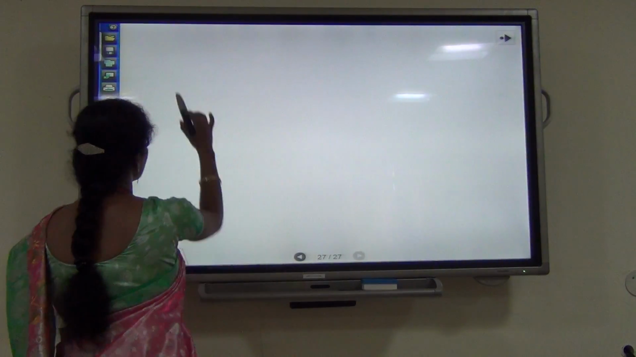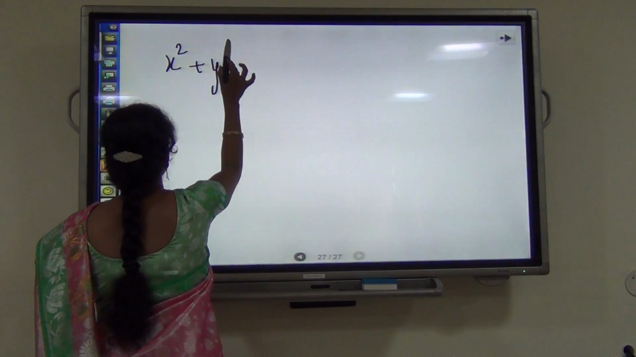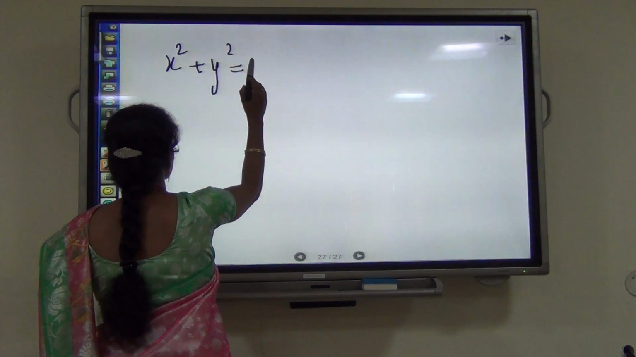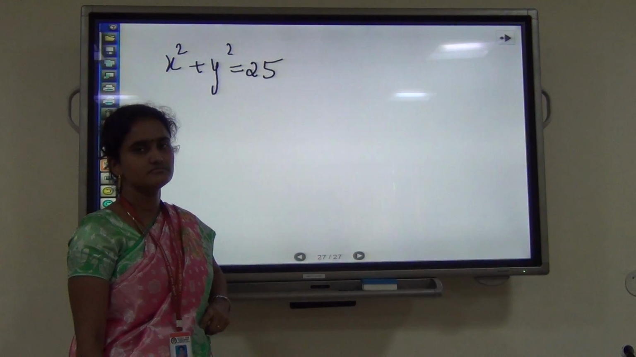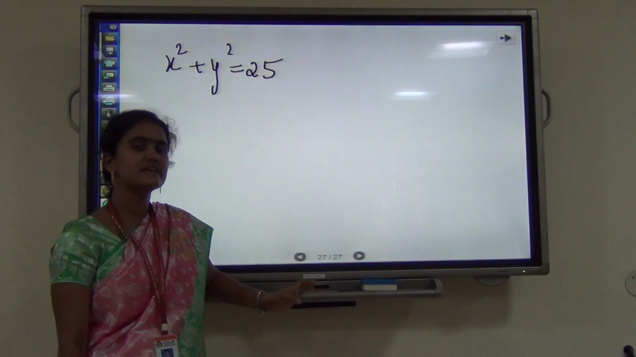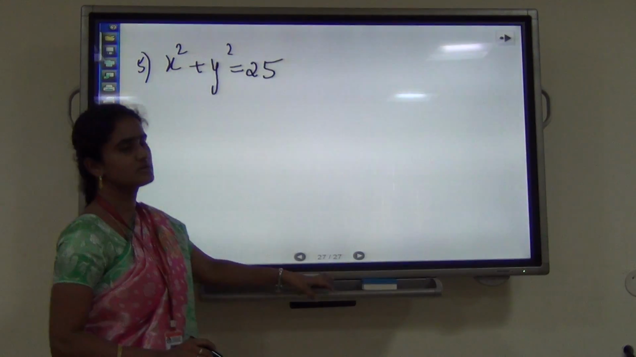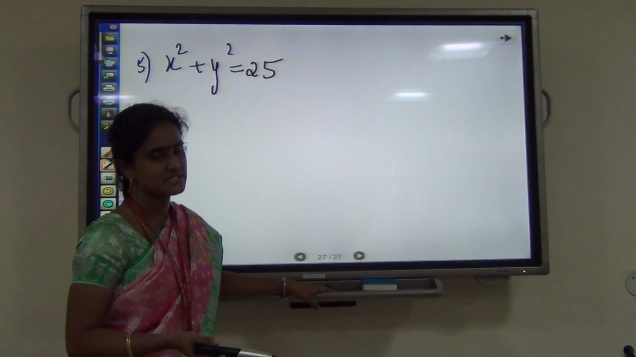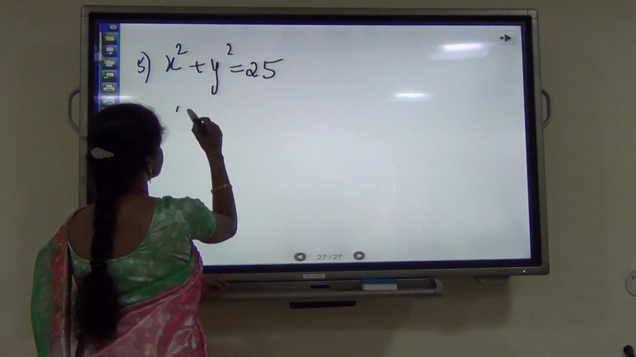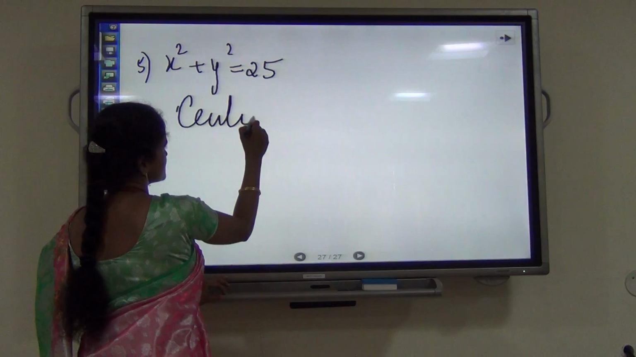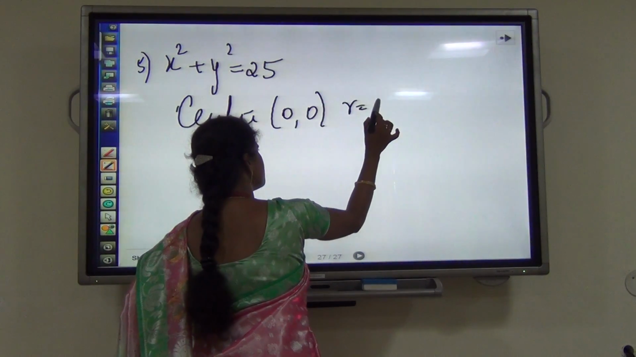Now let us take a simple question like finding the radius of curvature for x square plus y square is equal to 25. What is this equation about? It is a circle equation. It's a circle equation where what could be the center? Center is 0, 0 and the radius is 5.